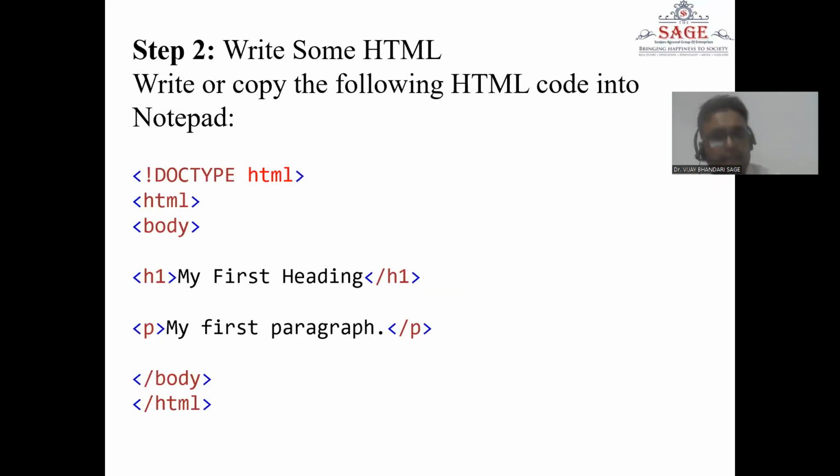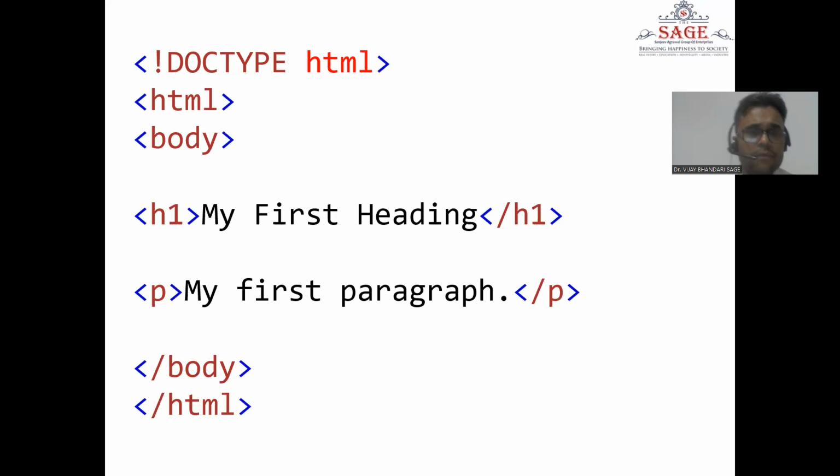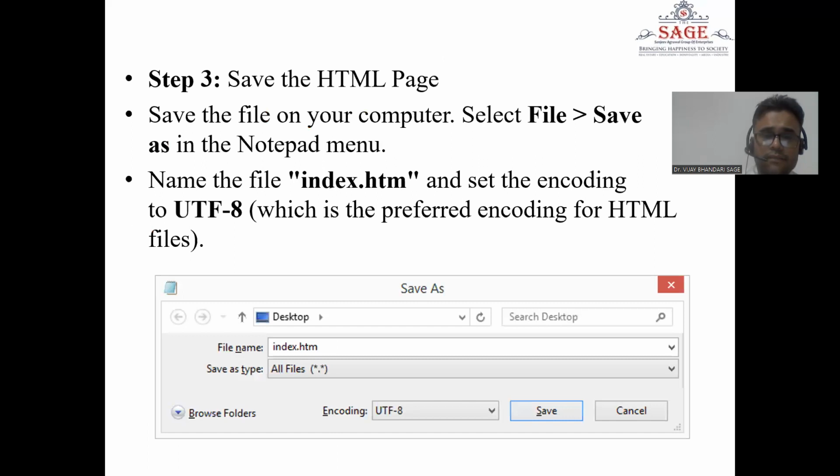In the next slide, I will tell you about step 2, writing some HTML. Write or copy the following HTML code into Notepad. Simply, we have the doctype HTML, and in the body part there is a heading and paragraphs. So we create web pages with a heading and some paragraphs that you can write inside the body.